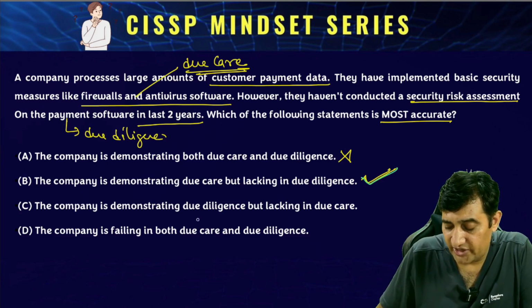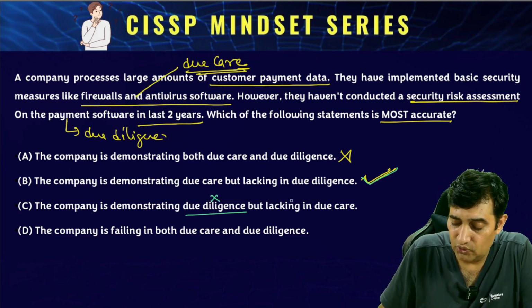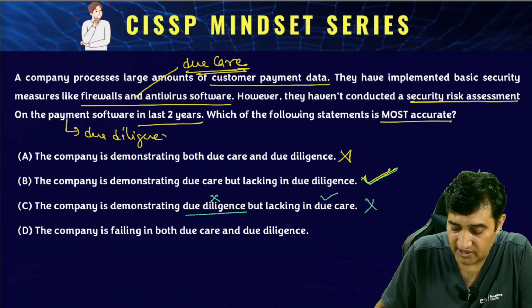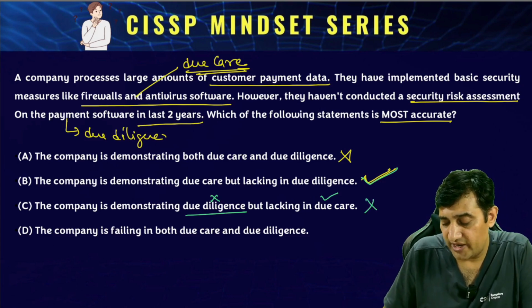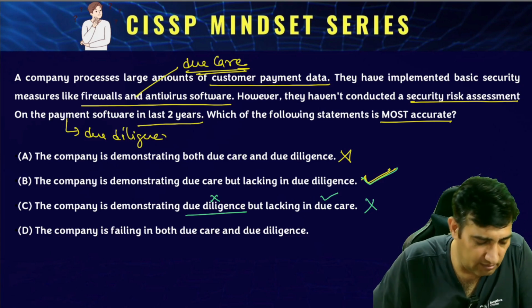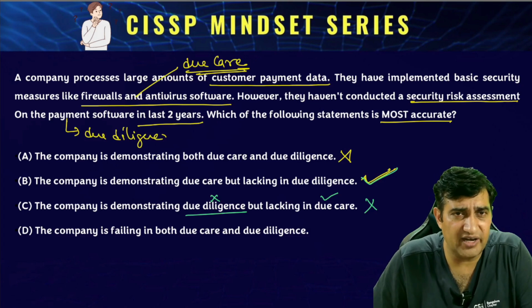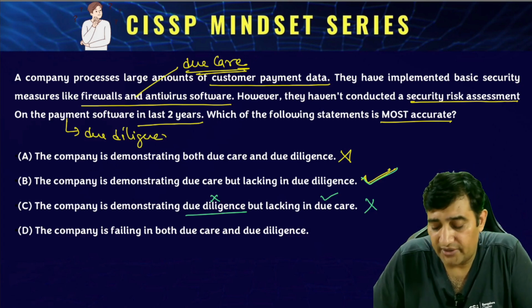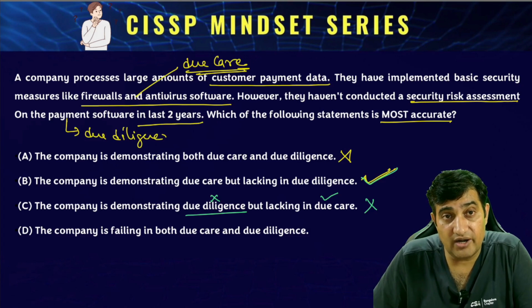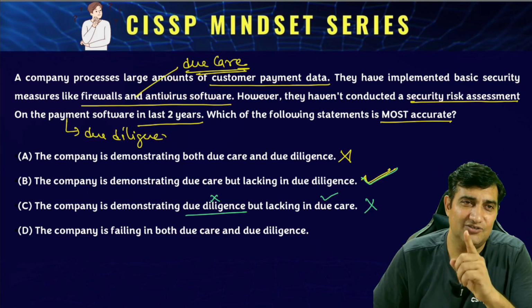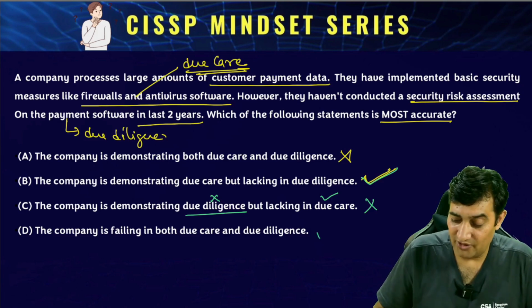The company is demonstrating due diligence but lacking in due care. No, due diligence is what they are missing, due care is what they are exercising, so that is the other way around, so it will not be the answer. The company is failing in both due care and due diligence. Overall, you can say that one is dependent on another, as Kader also said, but in this particular question, try to understand what they are trying to ask and give only what they want. So that is the reason why we are going with option B.